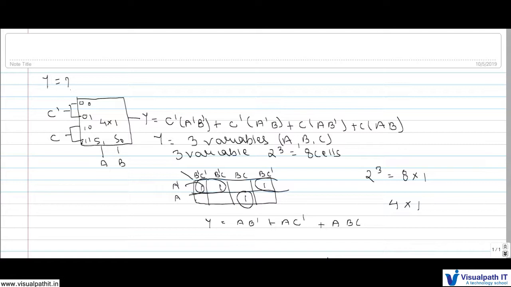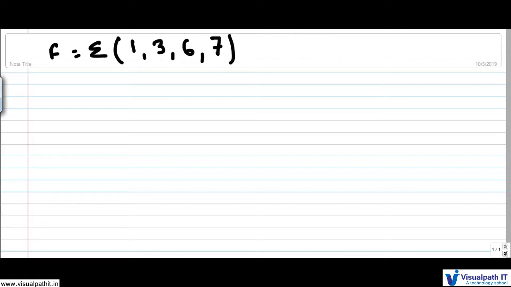So now let's take another example and try to implement this function, 1, 3, 6, 7, using a 4 cross 1 multiplexer, right? So let's try to implement this.